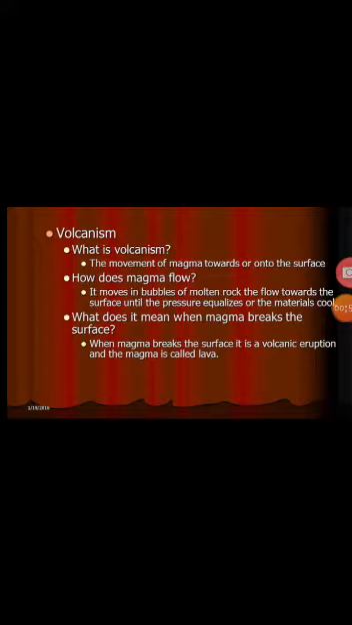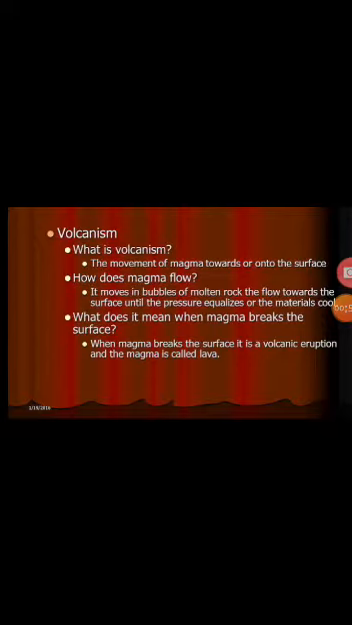And how does magma flow? It moves in bubbles of molten rock, flowing towards the surface until the pressure equalizes or the materials cool. And what does it mean when magma breaks the surface? When magma breaks the surface, it is a volcanic eruption and the magma is called lava.